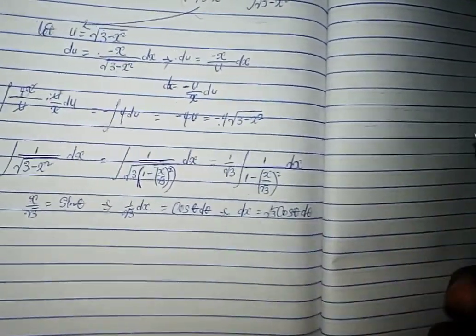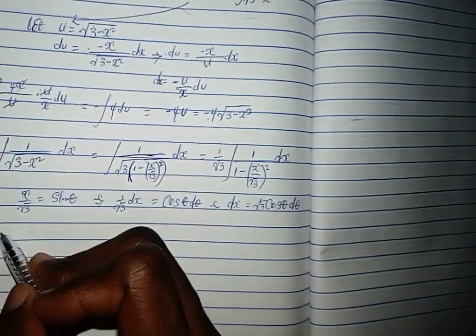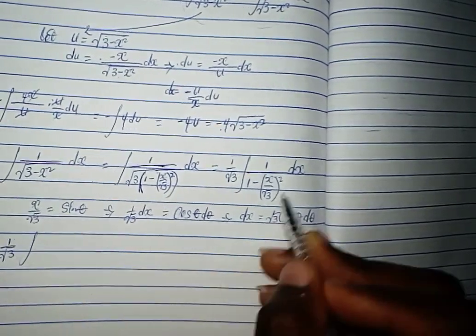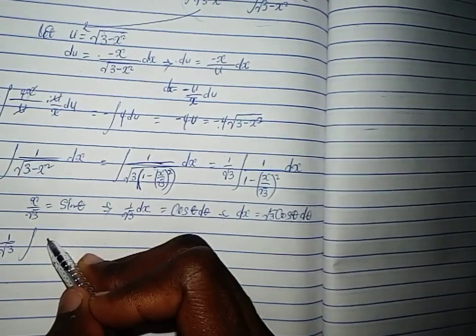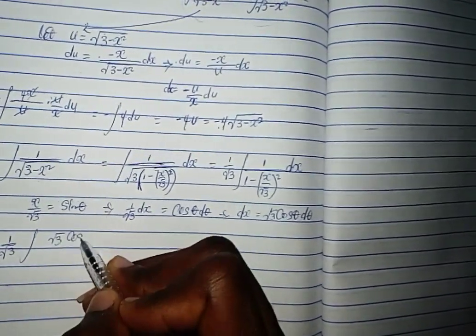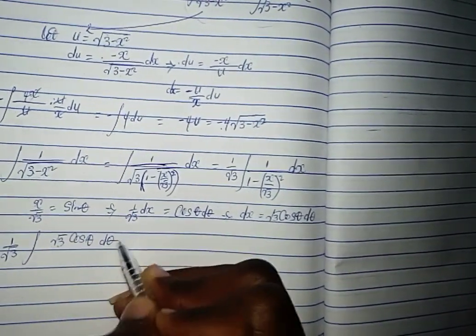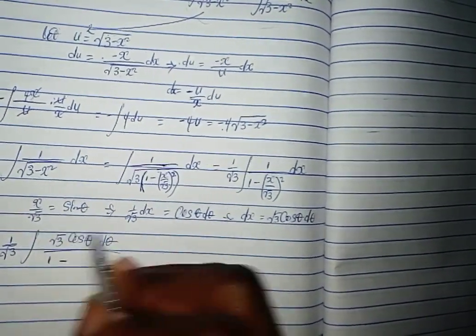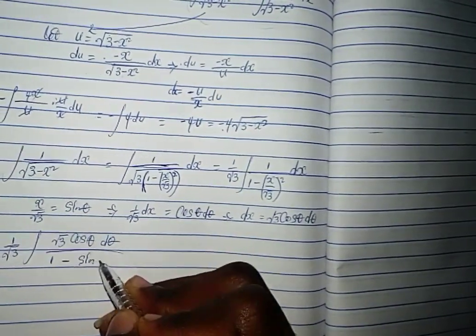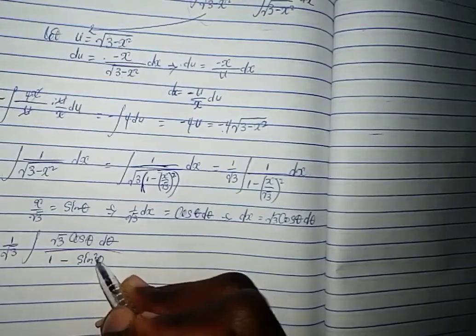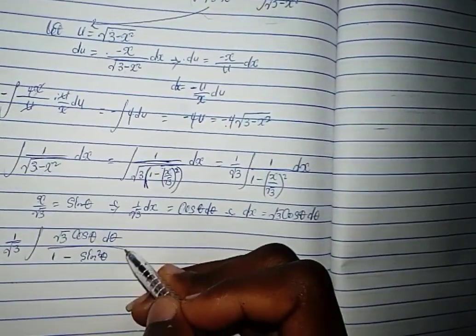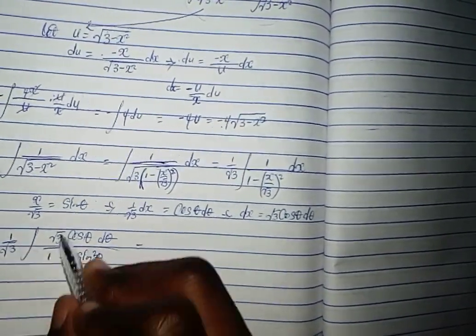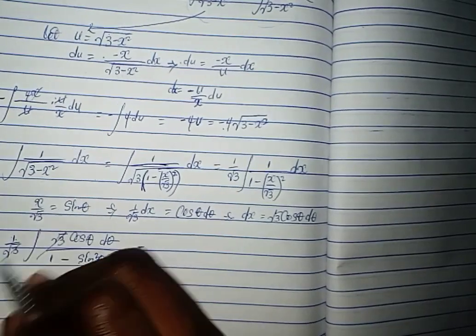Now exchanging x for the things with theta, we see this is 1 over root 3, the integral of, instead of the x, I will write the square root of 3 cos theta d theta, all over 1 minus, instead of x over root 3, I would exchange that for sine theta, and this is the square, so that is sine theta squared, all squared. So this is equal to, now we can bring this out. Bringing this out, we know this cancels out this, right?